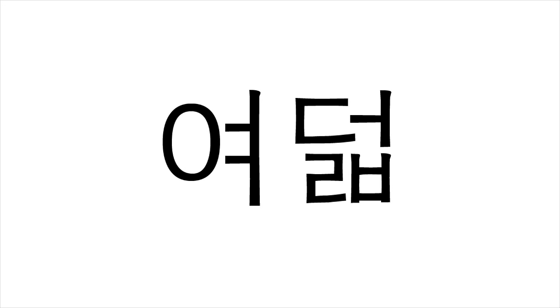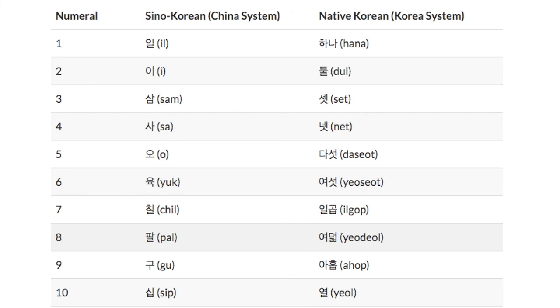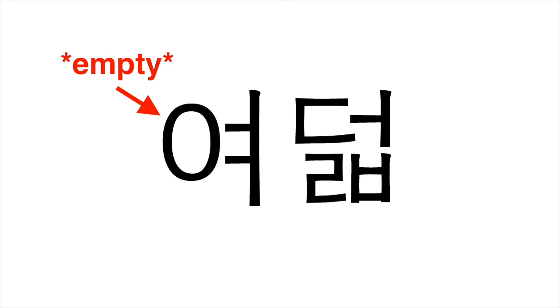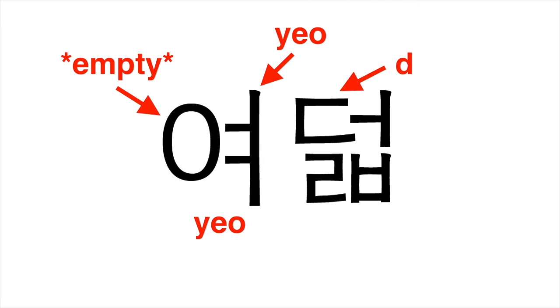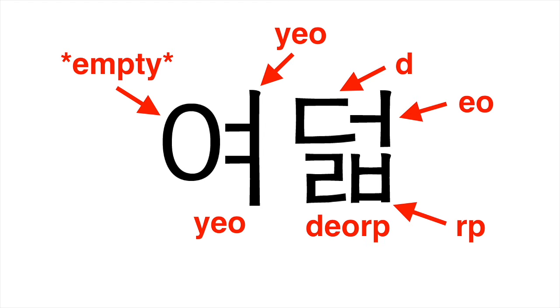Moving on. Next word is this, which means 8 in the native Korean counting system. Yes, there are 2 counting systems in Korea, but that's a different story for probably a different video. The first letter has Ing, which is empty, and the vowel is Ya, so it's Ya. The second letter has Digut, which has a D sound, and the vowel is O. It has double consonants at the bottom, Rir and Piup, so the second letter is Tart. Put them together and you'll get Yodar.